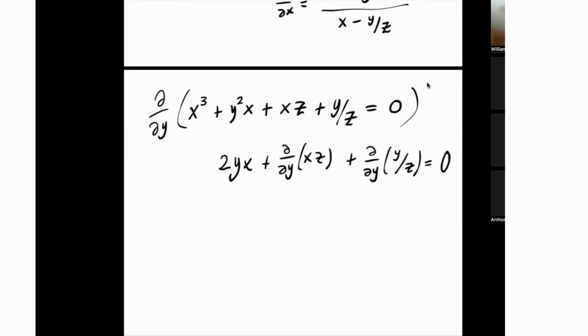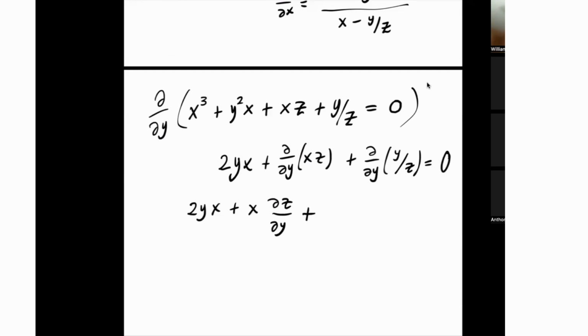Okay, so d by dy of xz, well, x is a constant. Here x is a constant. I can pull that out, and I'll get plus x times dz/dy. So it's x times dz/dy.